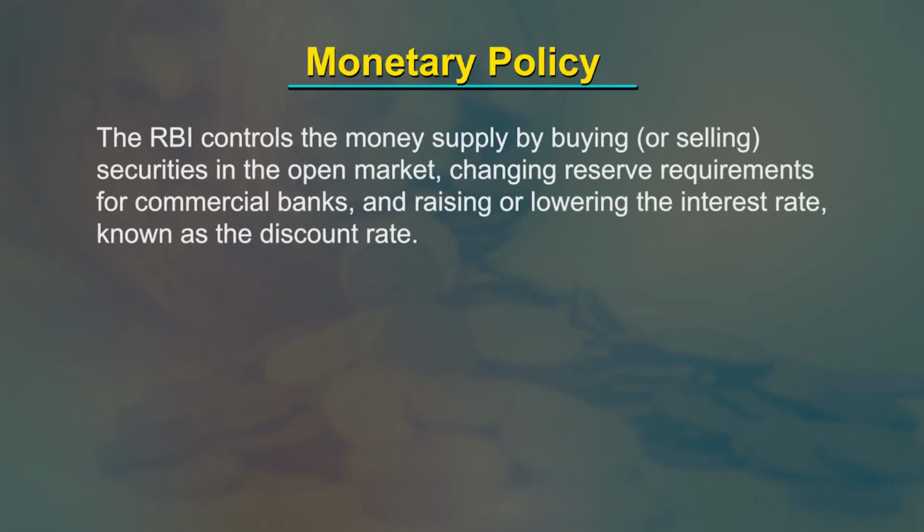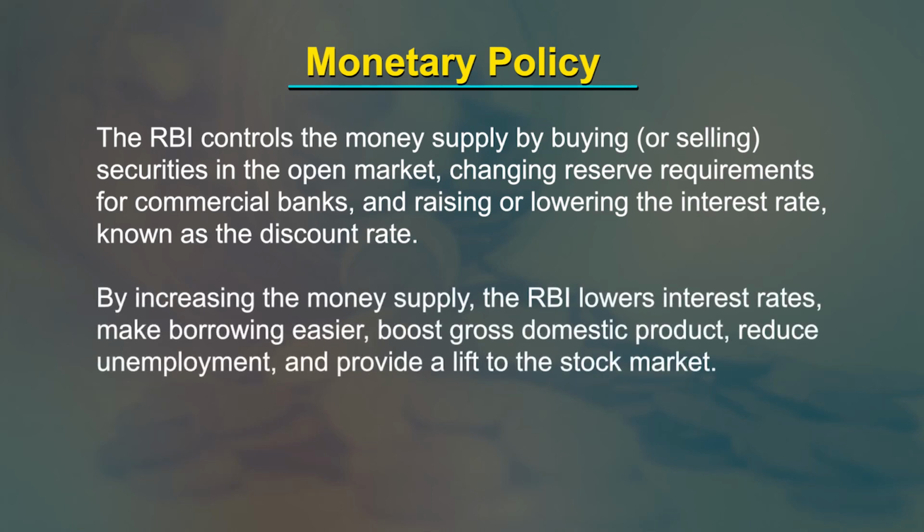The Reserve Bank of India controls the money supply by a few things. One is by buying or selling securities in the open market, changing reserve requirements for commercial banks, and raising or lowering the interest rates, known as the discount rate. And by increasing the money supply, the RBI often lowers the interest rate, and lowering the interest rate essentially boils down to the fact that the borrowing cost goes down.